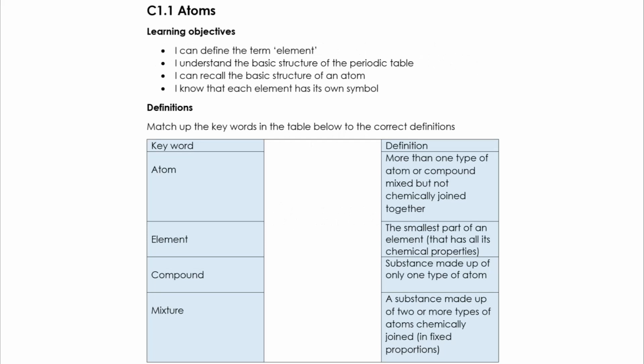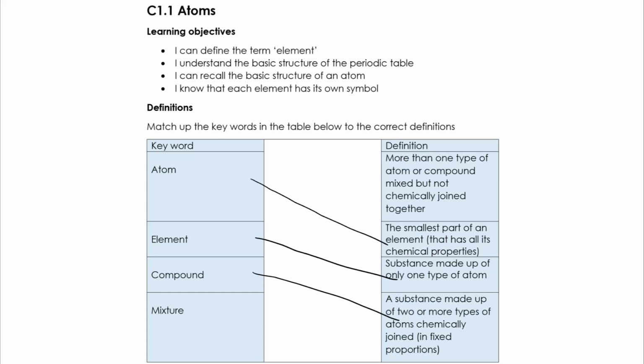And let's take a look at the answers. So the atom is the smallest part of an element that would have all of its chemical properties. Straightforward definition. An element is something that's made up of only one type of atom. So lithium only contains lithium atoms, for example. A compound is made up of two or more types of atoms chemically joined.